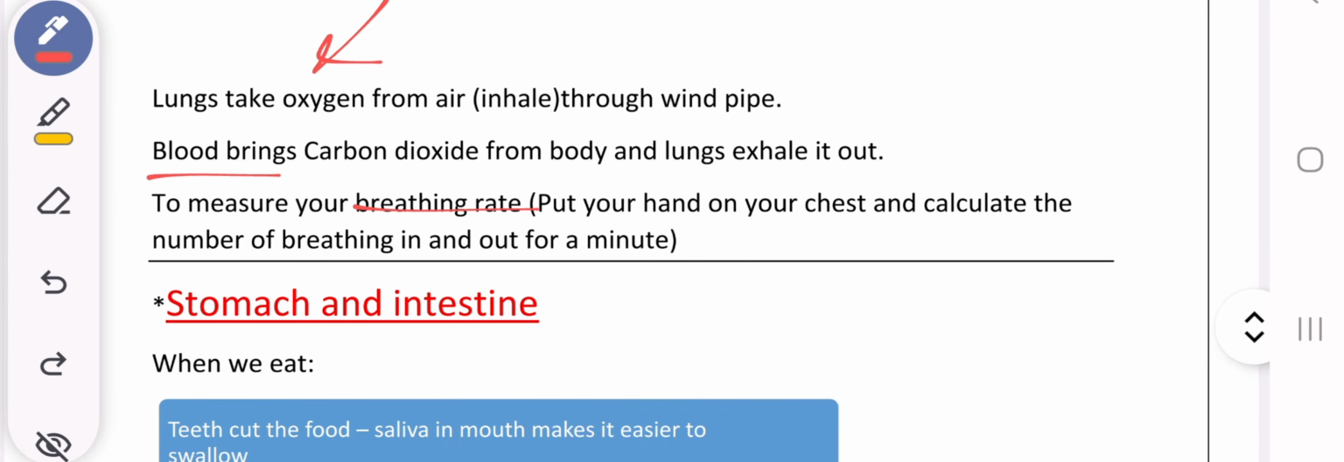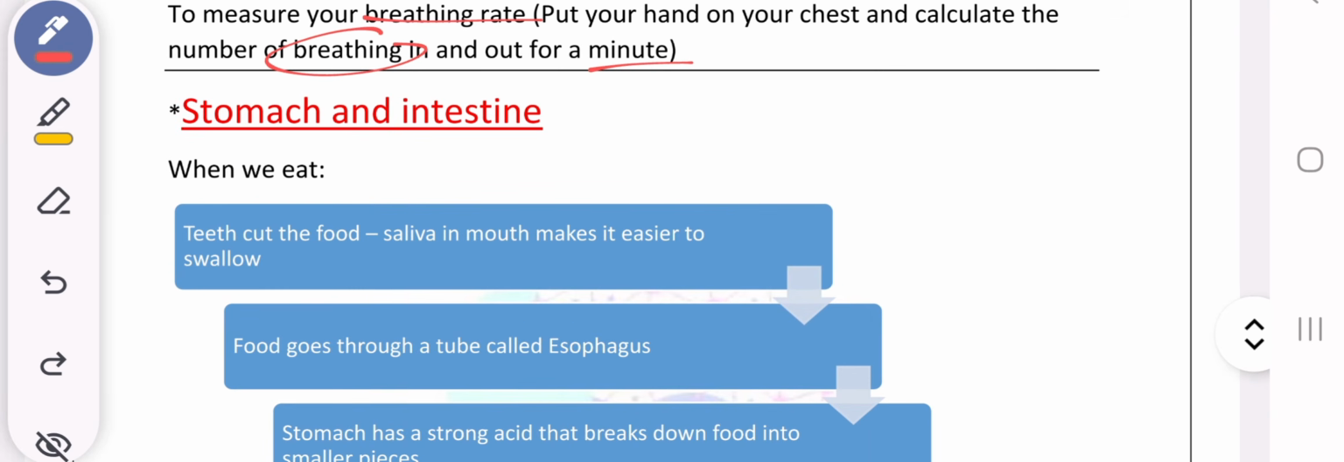How many times can I breathe? Just put your hand on your chest and start to calculate the number of breaths per minute, in a minute.